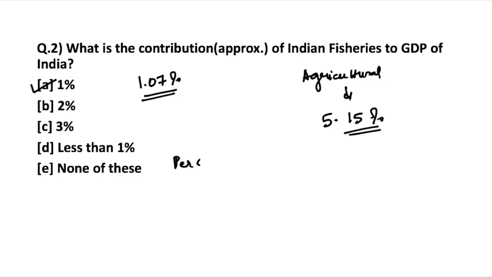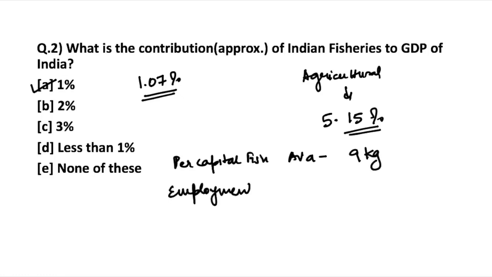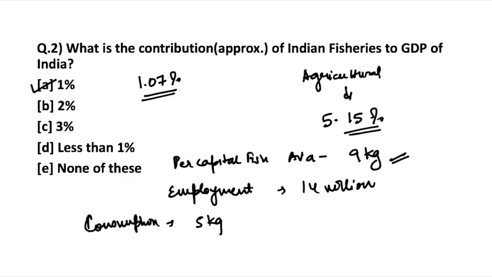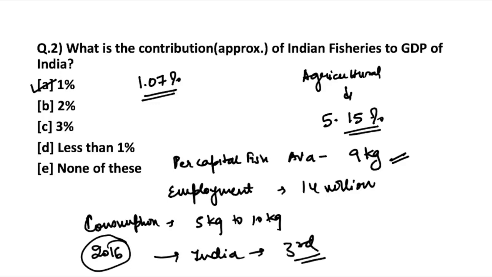If we look at the per capita fish availability, it is 9 kg in India. What is the current employment in the fisheries sector? It's 14 million in India as of now. What is the per capita fish consumption? It varies from 5 kg to 10 kg in India. Now as per the World Bank data report for the year 2016, India ranked 3rd in terms of fish production.